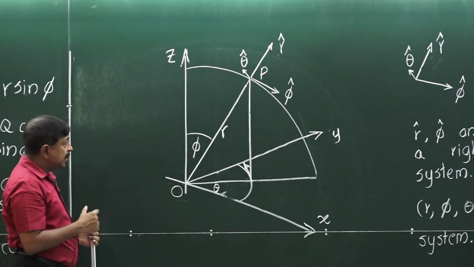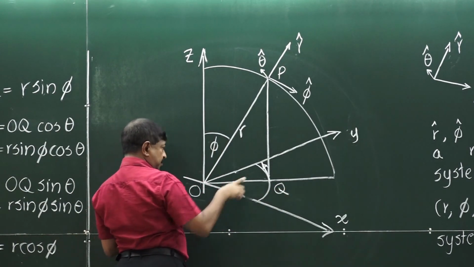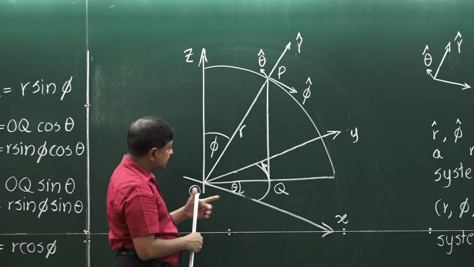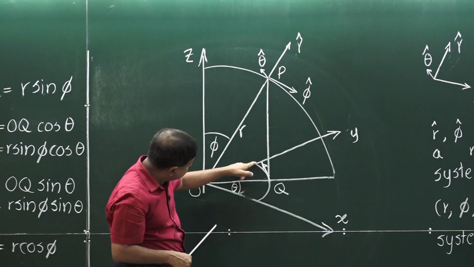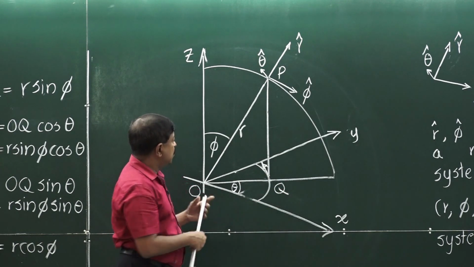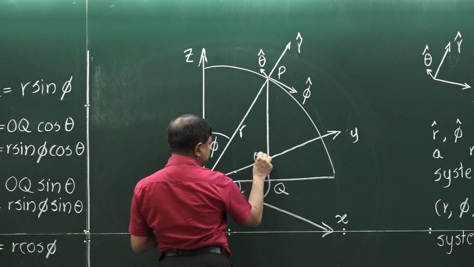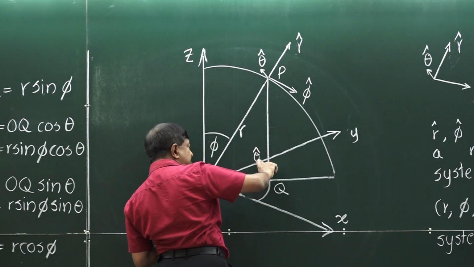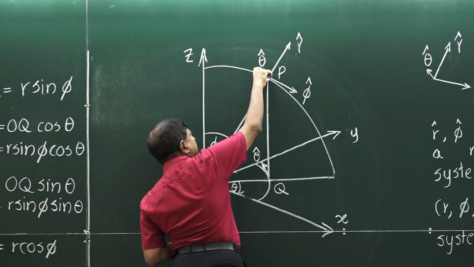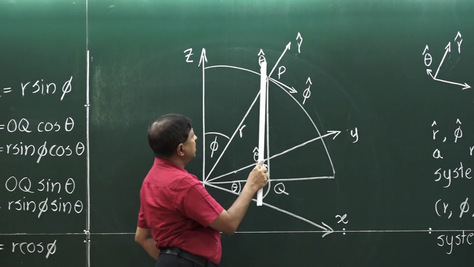Now, finally, once you project this point P onto Q, which is on the xy plane, theta is this angle, to increase theta, you have to move along this circle this way on the xy plane. Therefore, in fact, this is theta hat. Without changing the direction and the size of this vector, you can take this up there. Now, this is where you have r hat, phi hat and theta hat.